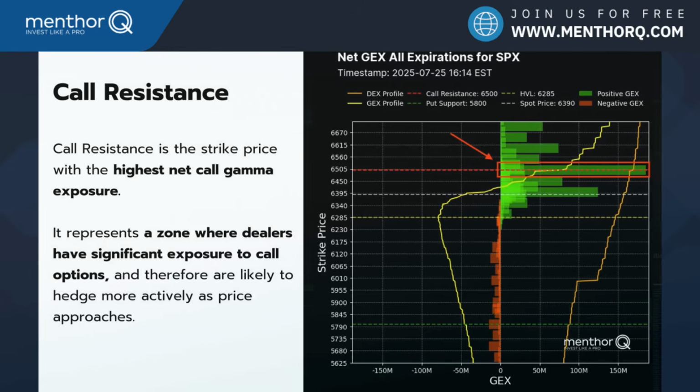So the first level that we're going to talk about is our core resistance level. The core resistance is the strike price with the highest net call gamma exposure. What you see here on the right is the same chart we showed you earlier, our net gamma exposure chart. The core resistance is simply the widest green bar that you see there. It represents a zone where dealers have significant exposure to call options and therefore are likely to hedge more actively as price approaches these areas.